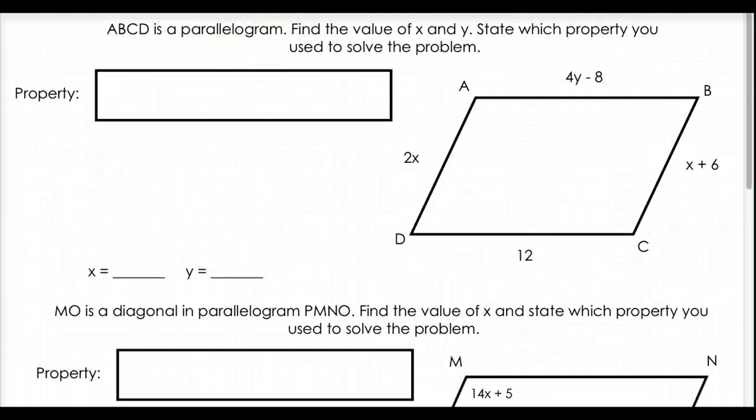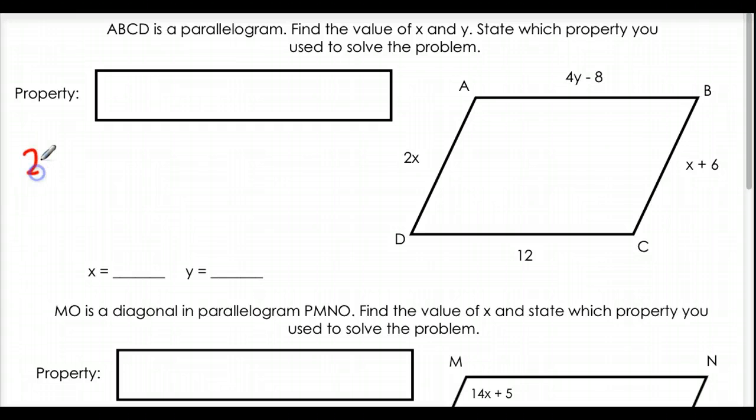All right. Now let's start using the properties that we learned to solve some really difficult problems. And by really difficult, I mean somewhat difficult. ABCD is a parallelogram. Find the value of x and y and state which property you use to solve it. So if you look at this, I want to find x and I want to find y. And I got to set up some equations. And what we could use is that opposite sides are congruent to solve this problem, to set up our equations.